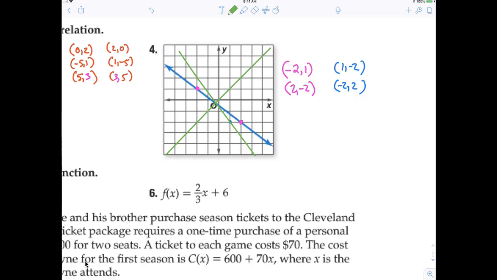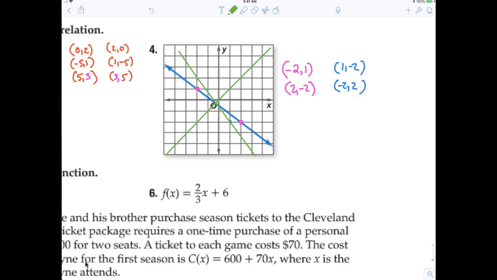But that's what an inverse is. We say it is symmetrical with the line y equals x. Again, that's hard to visualize. Some are better than others. But if I reflect this blue line over this line, it becomes the green line. If I reflect this part of the blue line, it becomes that green line.